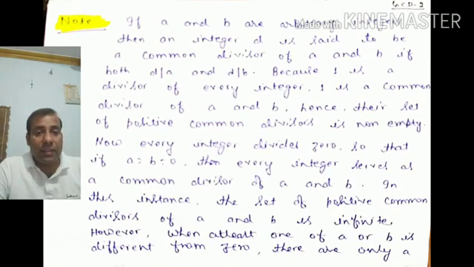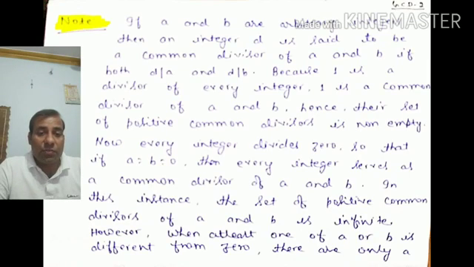Now every integer divides 0, so if a equals b equals 0, then every integer serves as a common divisor of a and b. It means if we take two integers and both are zero, then there can be many divisors. 0 is divisible by 1, 0 is divisible by 2, 0 is divisible by any integer. It means the divisors of 0 will be infinite. So the set of positive common divisors of a and b is infinite.